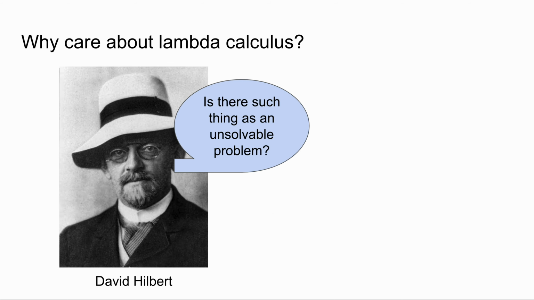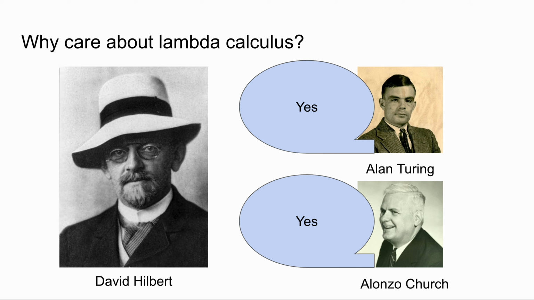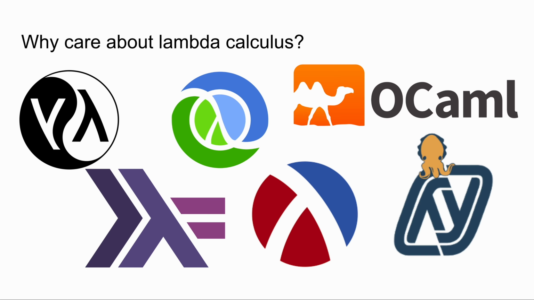So, why should you care about lambda calculus? Remember when Hilbert asked, is there such thing as an unsolvable problem? Church used lambda calculus to show that, yes, there is such thing as an unsolvable problem. We didn't really go into why this is in this video, but if you're interested, you should check out something called the Church-Turing thesis. Also, lambda calculus is the basis of many functional programming languages such as Lisp, Clojure, OCaml, Racket, and Haskell. You'll see that several of these even prominently feature the lambda symbol in their logos.